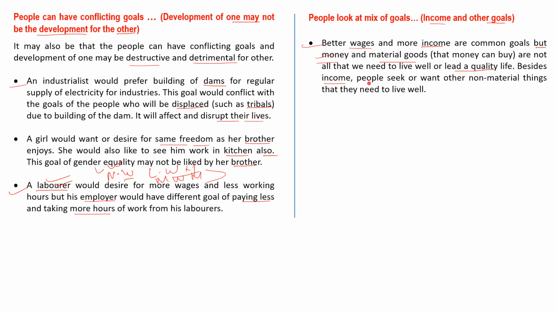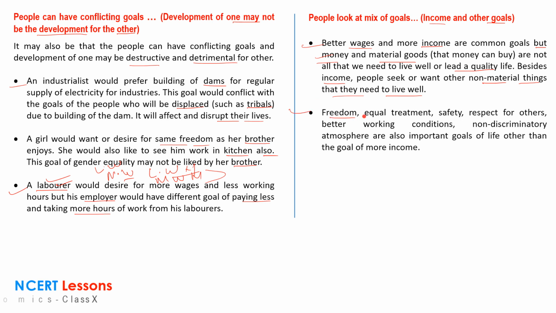Because besides income, people seek other non-material things that are needed to live well, to lead a quality life, a happy life. For example, freedom, equal treatment, safety, respect for others, better working conditions, and a non-discriminatory atmosphere are also important goals of life other than the goal of more income. We can add some more non-material things, like better opportunities to learn, better education and health facilities, etc. People look for these things also, other than income.